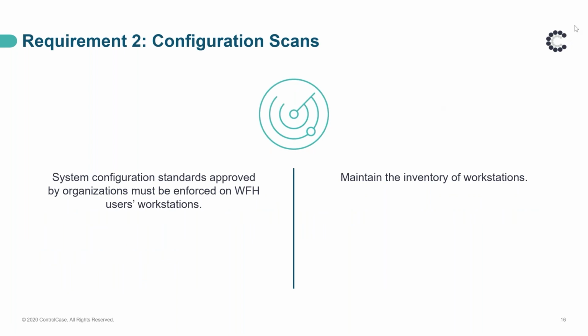Number 2, configuration scans. Number 2 talks about configuration standards, and so it is important that there be configuration scans of the workstations. Some companies are well set for it. Some companies may have to implement software and technology to do it. Also, maintaining an inventory of workstations is an important aspect of how we go about ensuring that the entire workforce is appropriately covered within configuration scans.